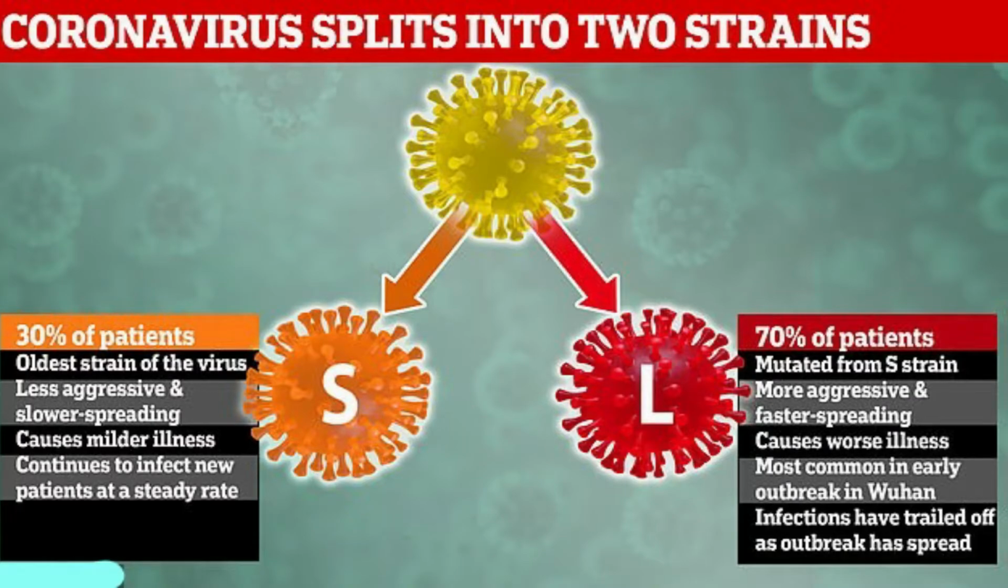And it is claimed by many prominent scientists around the world that this L form of the virus is more infectious and spreads more aggressively and is more deadly than the S form of the virus. It also spreads faster and causes symptoms that are much worse. The S strain was much more common in the early outbreak of this virus in Wuhan, but later as it spread throughout different countries, it evolved into the L strain.